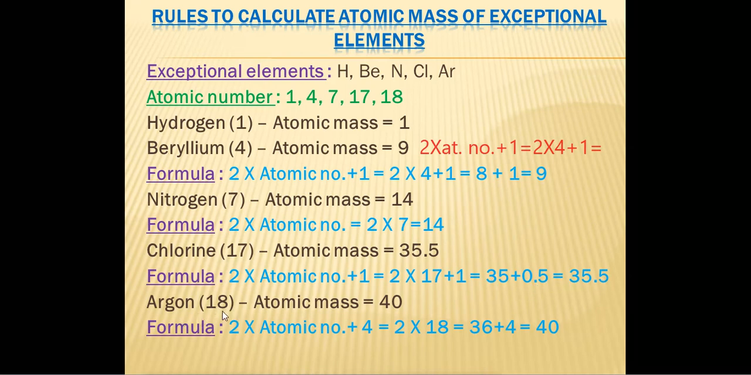It has atomic number 18 and atomic mass 40. So how will we get this 40? 18 is an even atomic number, but a different formula is used over there: 2 into atomic number plus 4. 2 into 18 is 36. 36 plus 4 is 40. So this is your 40. First you multiply the atomic number with 2, you get 36, then you add 4, and the atomic mass will be 40. So these are the exceptional elements where the rule is a little different. But if you know these 5 elements, you can easily write their atomic mass.